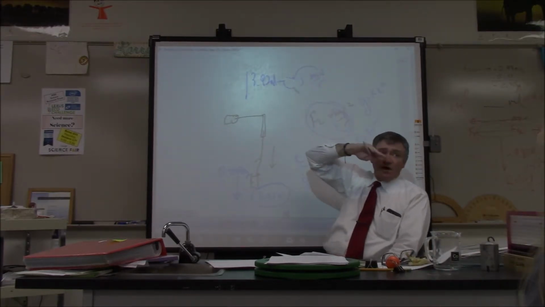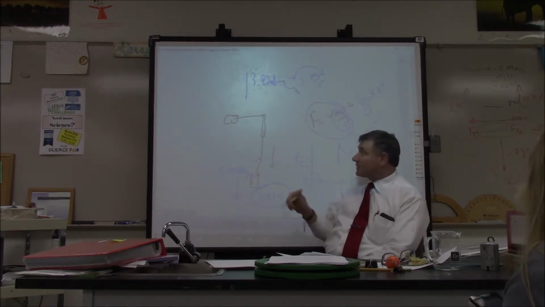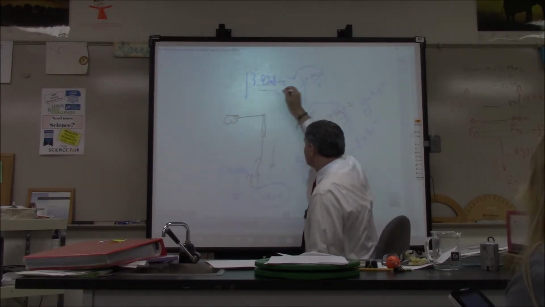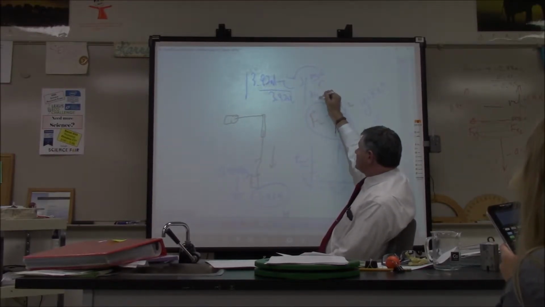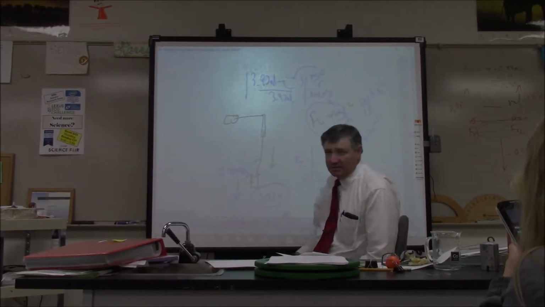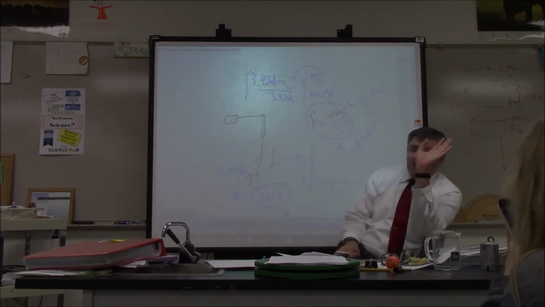So that's going to go here, what you're going to get from mv squared over r. I don't want you to do this on all 12 of these. You're only going to do it on trials 4, 8, and 12. Then you're going to take that, divide that by 3.92 newtons, and then multiply that by 100.